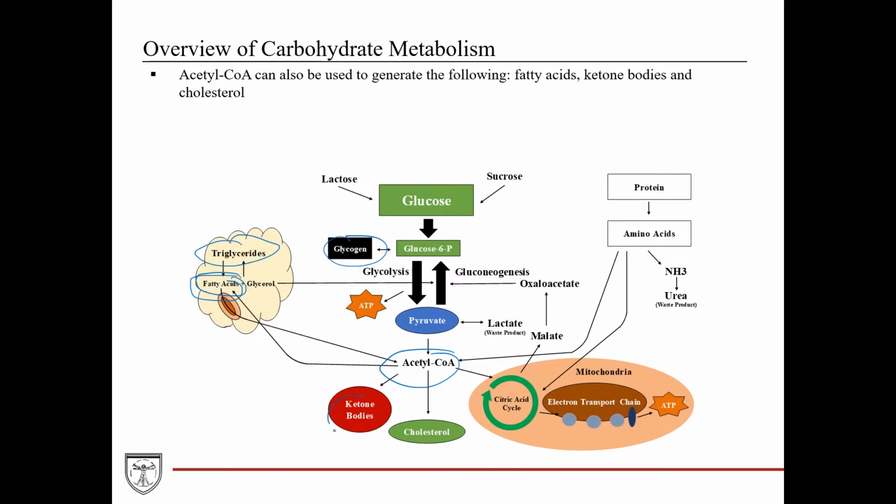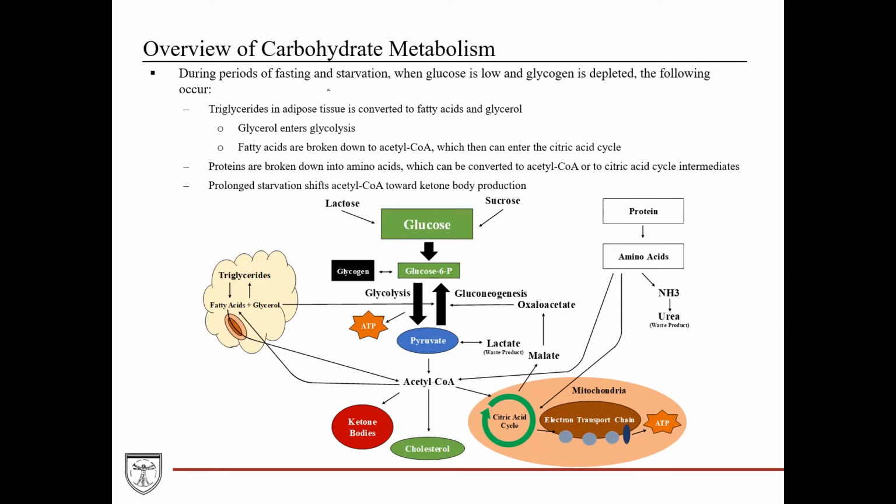Acetyl-CoA can also be used to produce ketone bodies, which are produced in the liver, and they're used as a primary energy source by the brain during significant prolonged starvation. And we'll get into that in a little bit here. Acetyl-CoA can also be used to produce cholesterol.